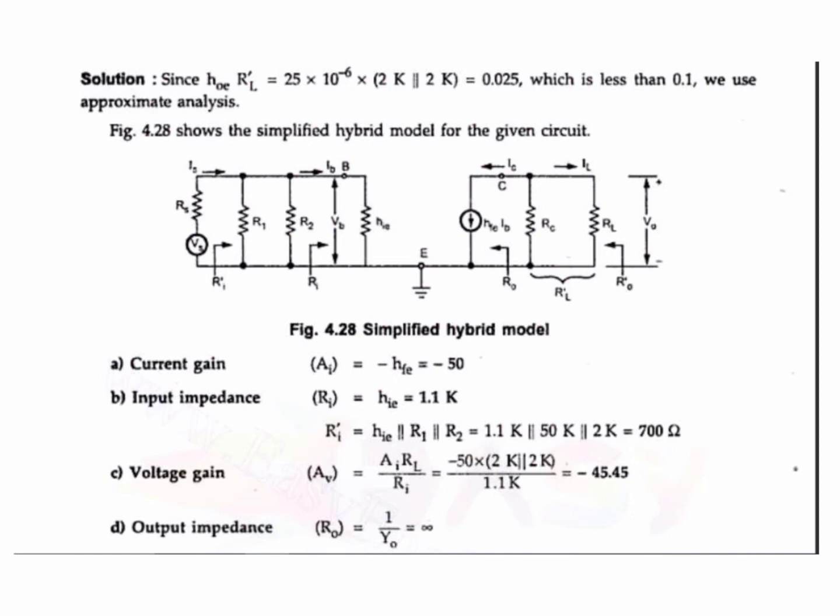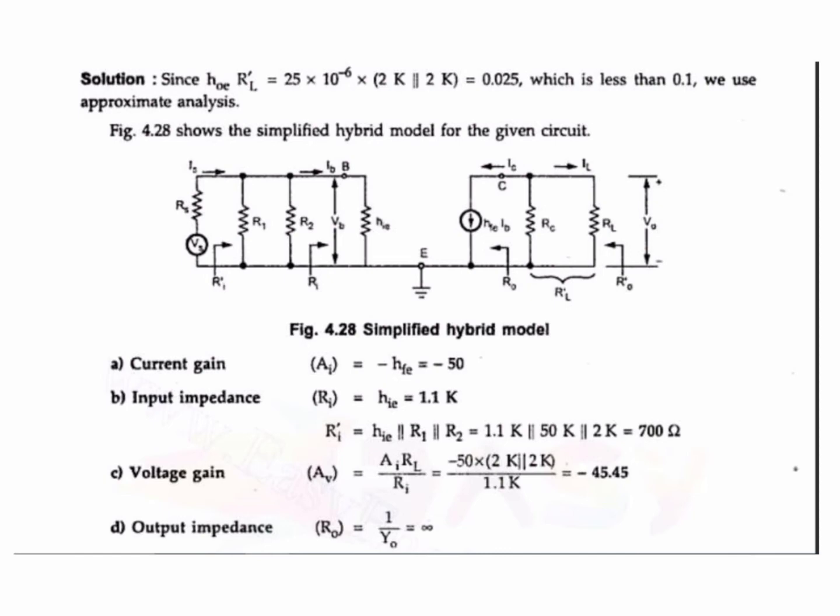Ri is equal to HI is equal to 1.1k, and we need to calculate the Ri dash. If you focus on the input side, you see that there is not only HI, there is also R1 and R2 which are connected in parallel to the HI. So while calculating the Ri dash, we need to include those 2 resistors also. So Ri dash is equal to R1 parallel with R2 parallel with HI, which is equal to 700 ohms.